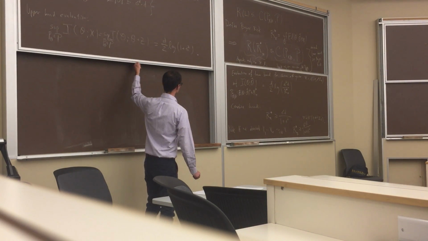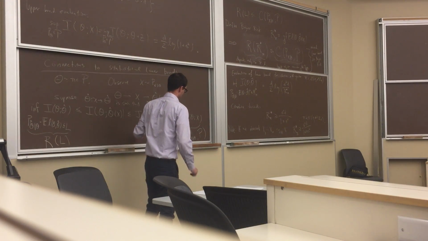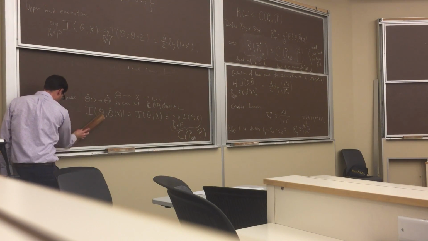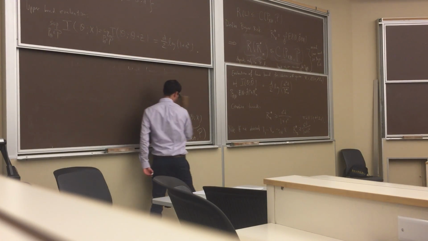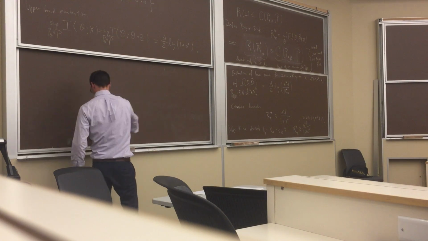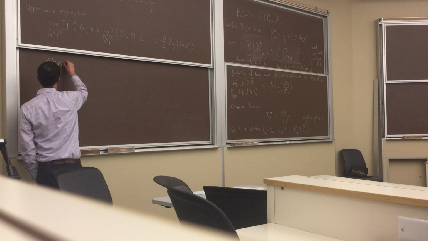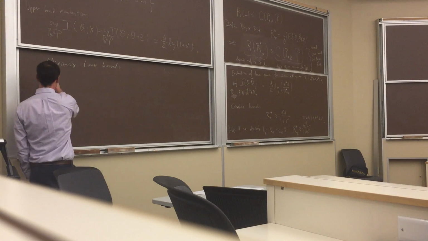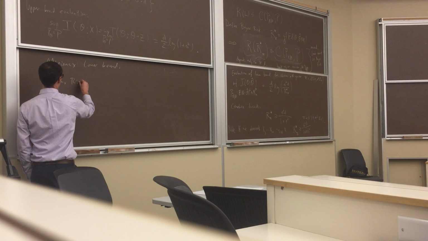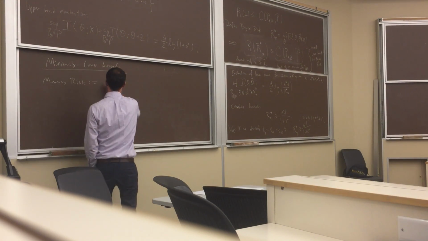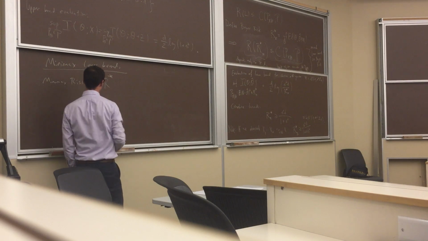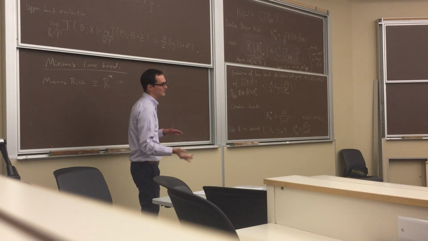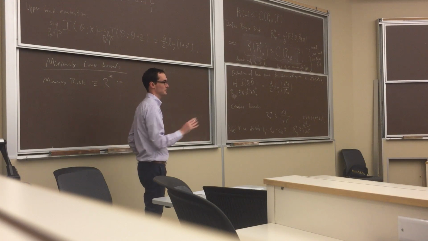So typically, what people are interested in, or oftentimes what people are interested in, are these so-called minimax lower bounds. And what is a minimax lower bound? The minimax risk, which we denote by R star, is defined as minimum maximum risk. Okay, minimax.